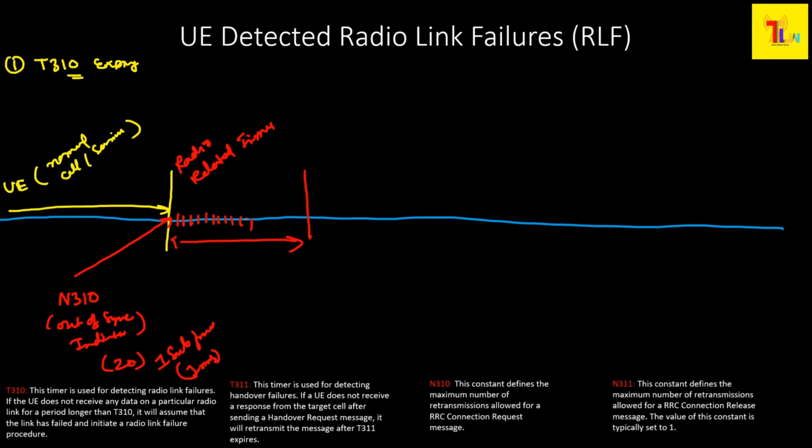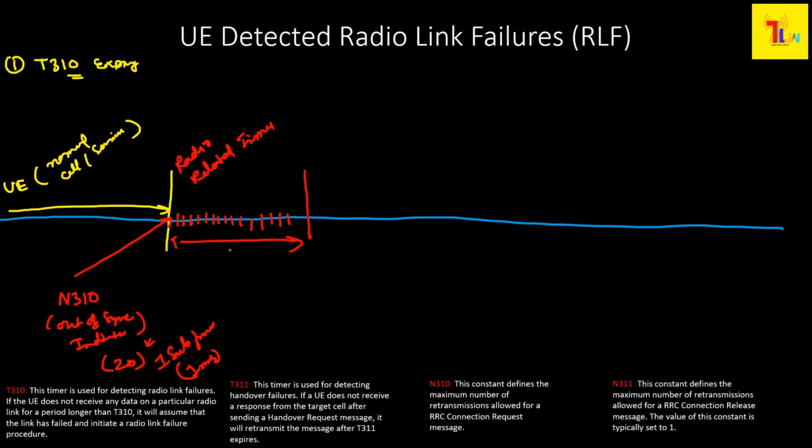Okay, so this is basically why we call it a counter. So N310 will count in a system. I have seen in multiple systems it is 20. Suppose it is not 20, you can make it 20 so that it can count and stay for maximum time to recover.